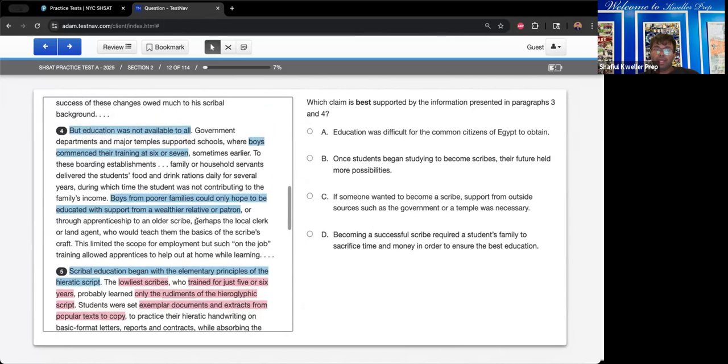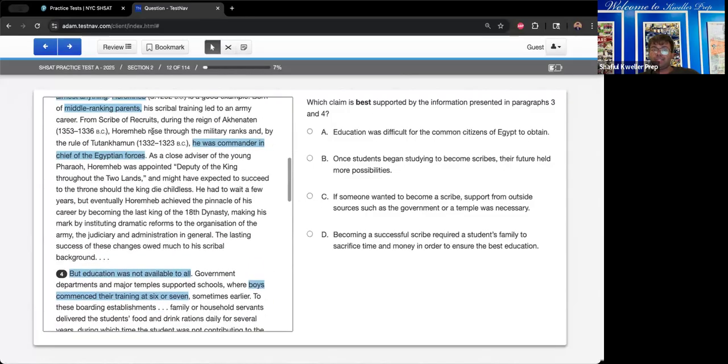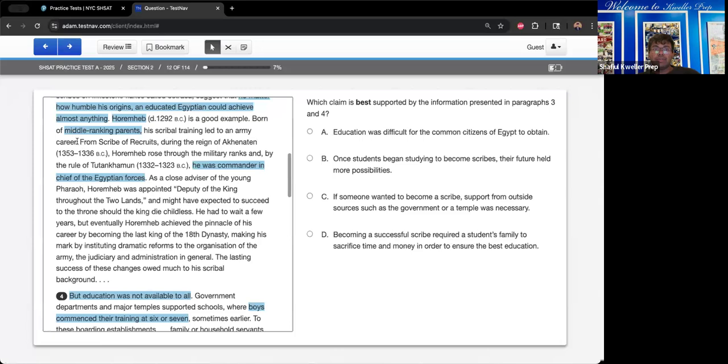Paragraph 4 talks about how education is not available to all. Governments supported schools where boys commenced their training at 6 to 7. And then it's also talked about here that boys from poorer families needed support from a wealthier patron or relative. So education was difficult for the common citizens of Egypt to obtain. This could be supported here. It was difficult for them, but paragraph 3 doesn't really talk about how difficult it was for the common citizens of Egyptians to get education. Because here it just talks about how he rose through military ranks and doesn't really mention education.